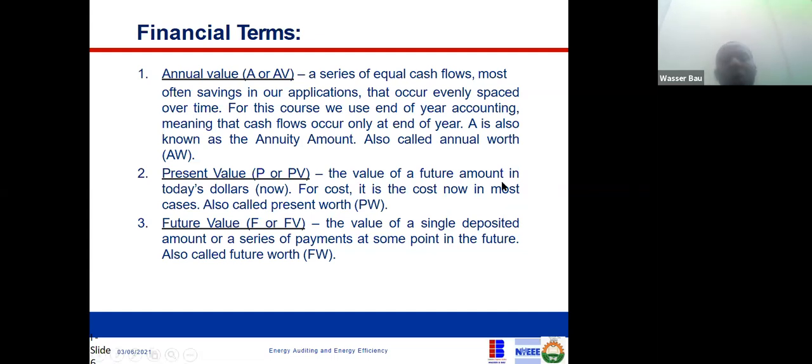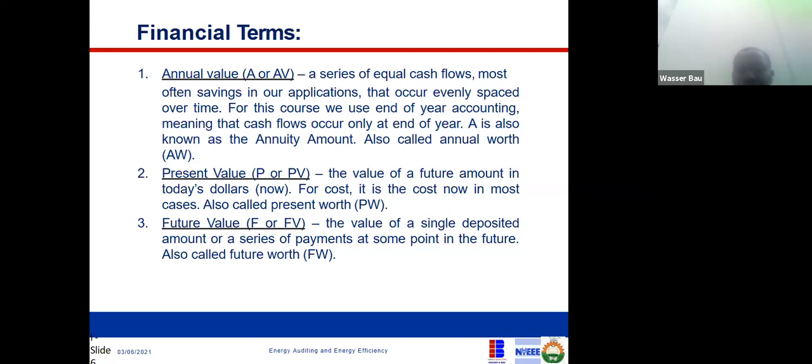The third one is what we call the future value, represented with F or FV. This is the value of a single deposit amount, or a series of amounts, at some point in the future. It is also called the future worth. If you invest in a business or a power project, and consumers or clients are to pay you back a certain amount of money, monthly or yearly, or at the end of the investment period, that is the future amount.